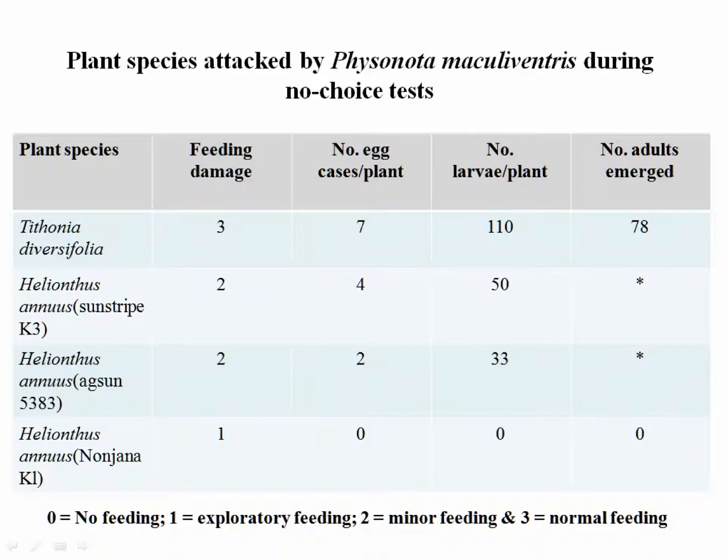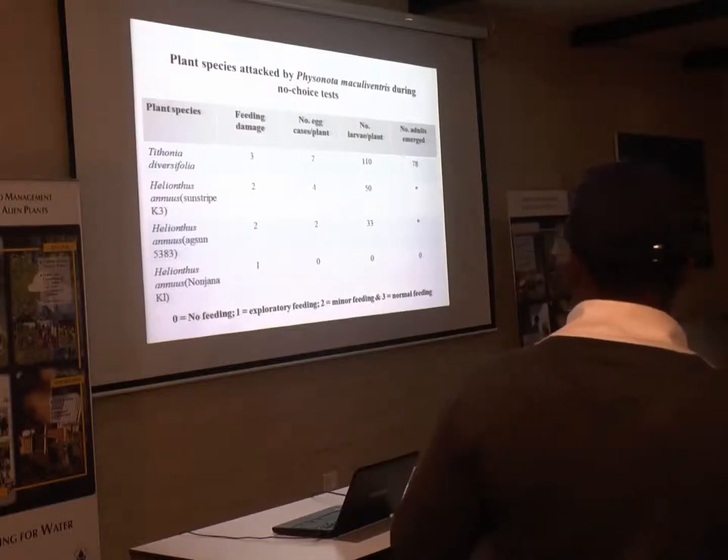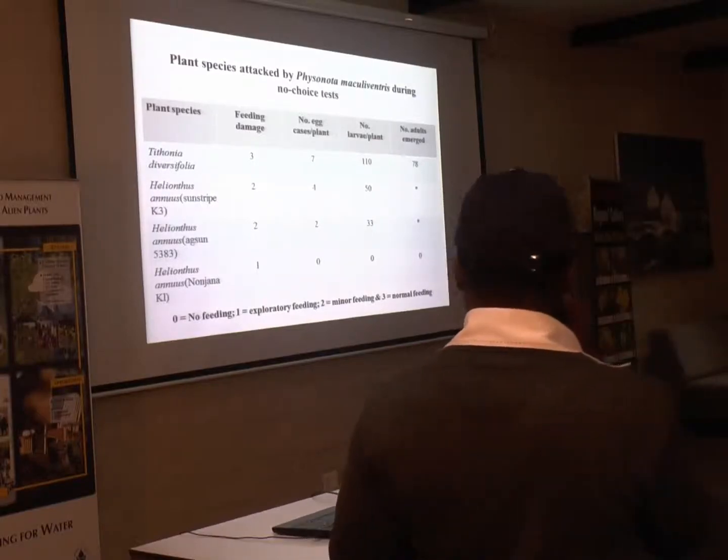It failed to lay eggs on one of the three sunflower cultivars, whereas it laid some egg batches on the two other cultivars. I haven't recorded any adults from the sunflower Sunstripe, but the experiment is still going on. Whereas I have recorded 78 adults from the target weed in the same conditions. All these plants are in the same condition, but I haven't recorded any adults from the cultivars of the sunflower.